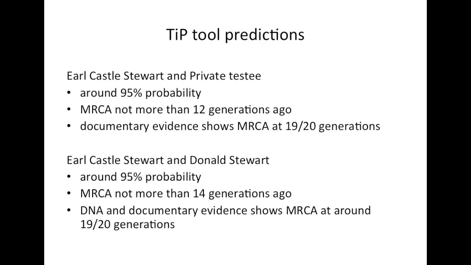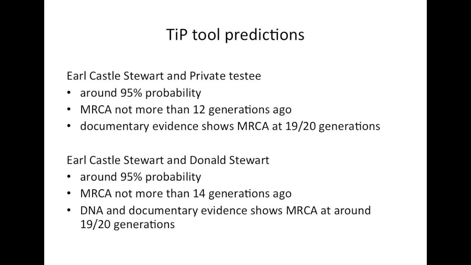So let's look at some other predictions based on our STR test results. FTDNA's TiP tool, Time Predictor tool, calculates the predicted number of generations to the most recent common ancestor between 2 particular individuals. And it takes into account different rates of mutation on different STR markers.